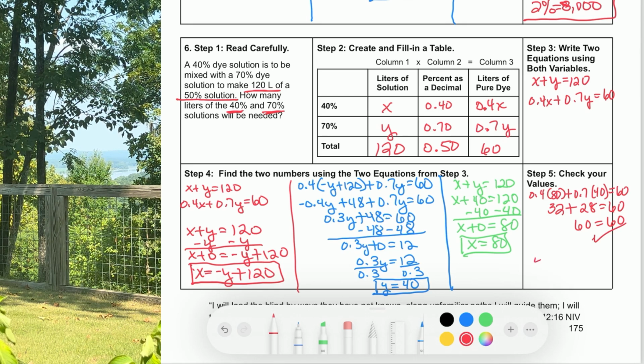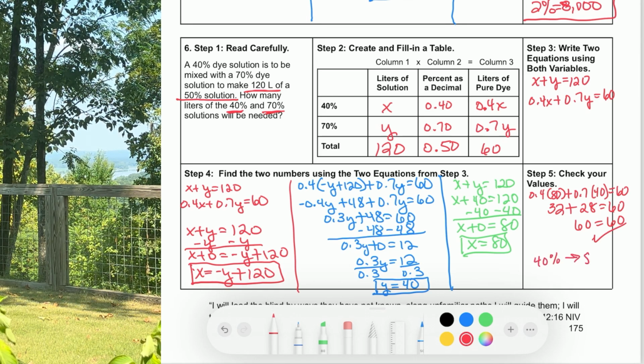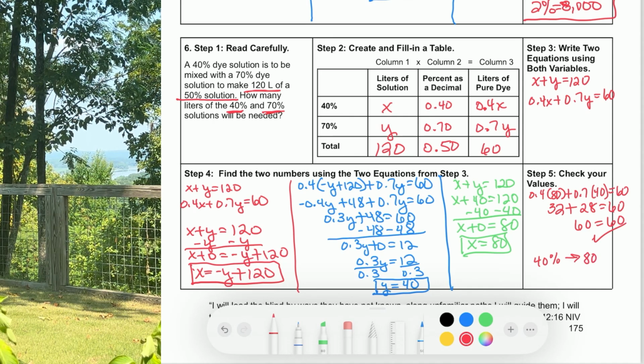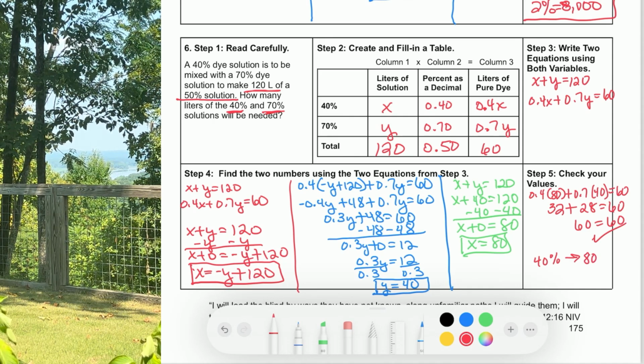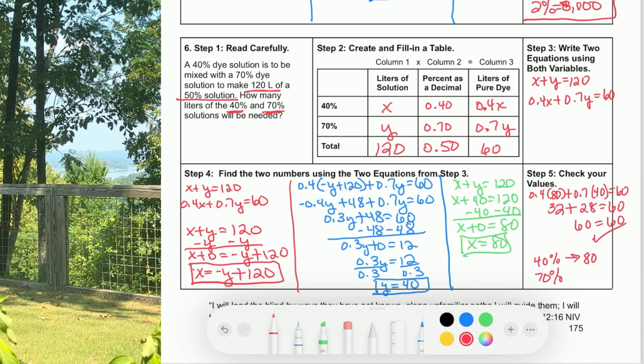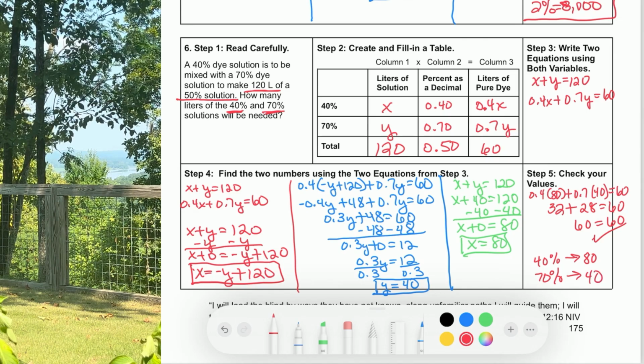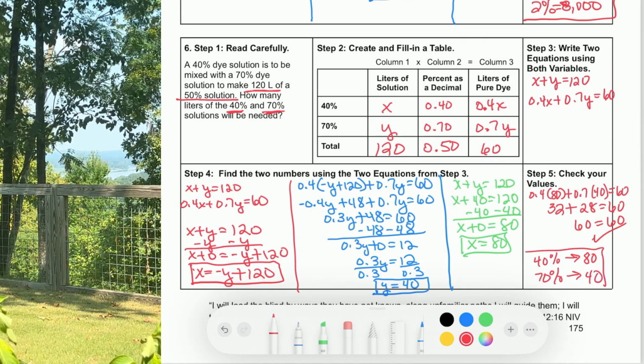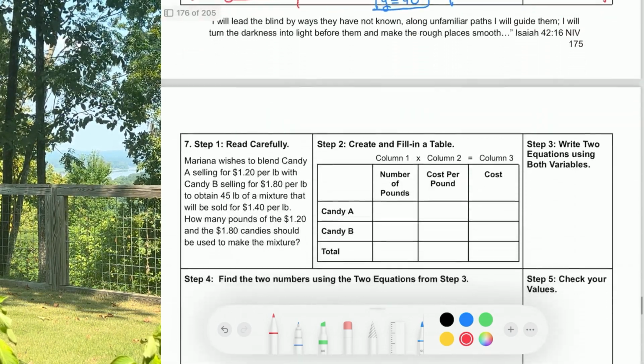So to write my answer, I would say of the 40%, we need 80 liters. Sorry, I'm struggling to get that thought out there. And then of the 70%, we needed 40. So this is our answer. Number 7.